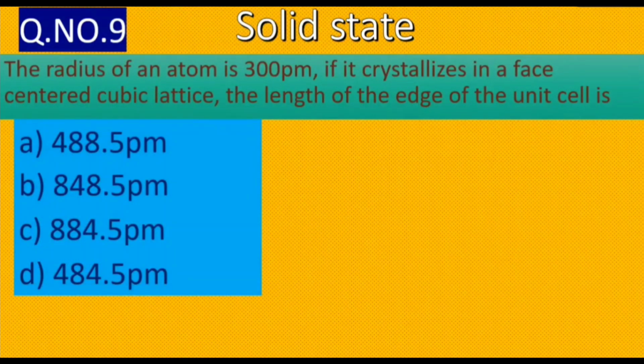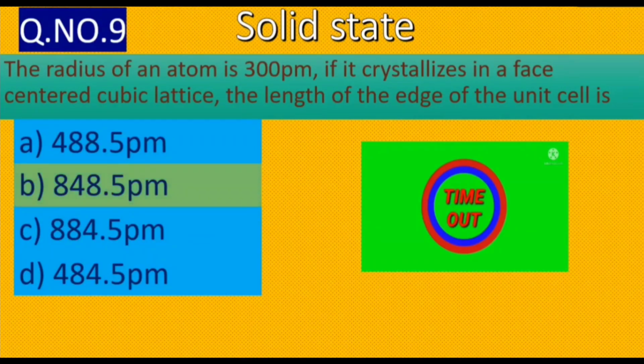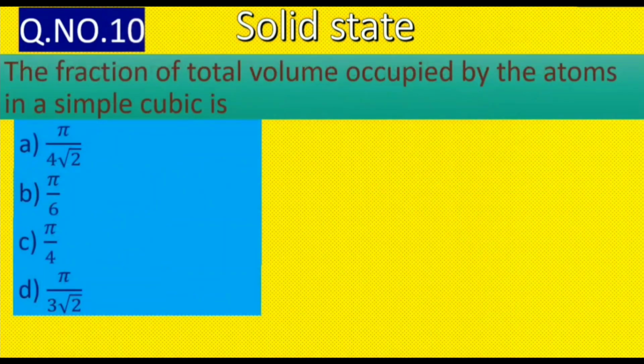Question number 9. The radius of an atom is 300 picometer. If it crystallizes in a face-centered cubic lattice, the edge length of the unit cell is. Answer, option B, 848.5 picometers.